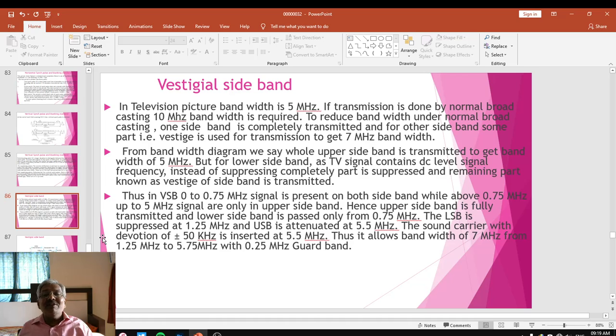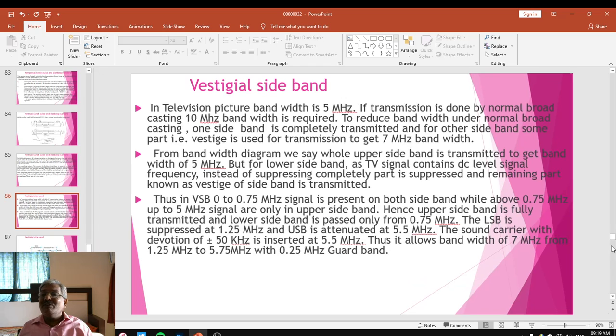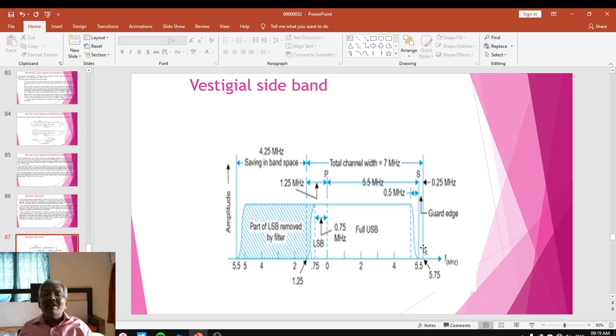So 5.75 plus 1.25 becomes 7 MHz. Within that 7 MHz, 0.25 MHz is the guard band. The same is represented in this particular diagram. This diagram was already studied, friends.